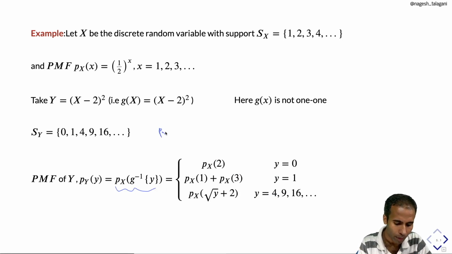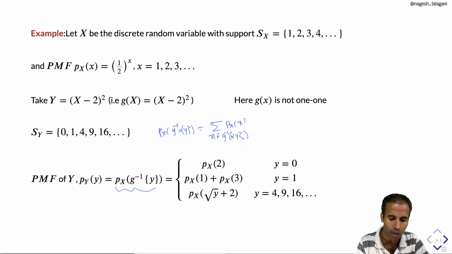Here, Px of g inverse singleton y is going to be the sum of the PMF values at x, where x varies over this g inverse singleton y. When y equal to 0, the g inverse y consists of a single element. That's why in the summation we have only one term. The g inverse 0 is what? Only 2. That's why in the summation we have only one term, that is Px of 2.